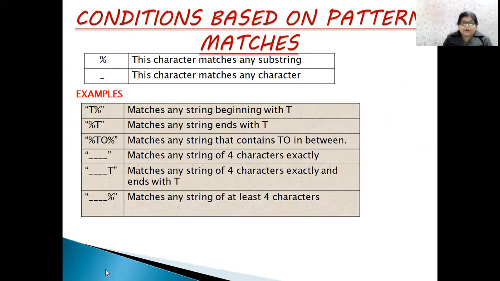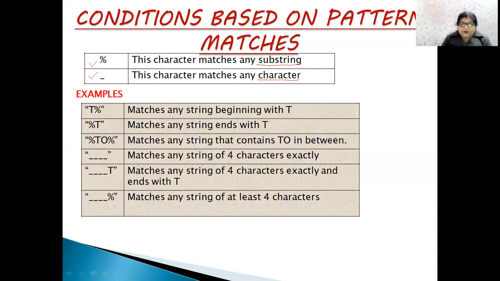Then we have pattern matching. Pattern matching is a very important topic. Many questions come from this also. In pattern matching, we have two things here: a percentage and an underscore. Percentage means we match any substring, which means more than one character. Underscore means only one character we are matching. How? Just see the example.